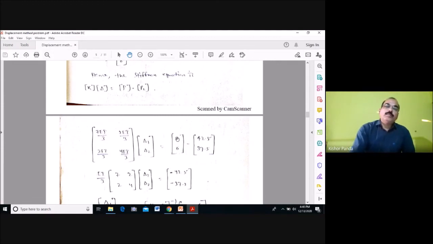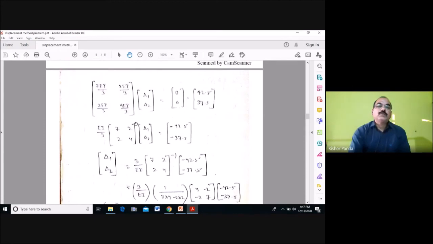There are no external forces acting in the coordinate directions, so these forces are 0, 0. Minus, this is the force you got from the external loading, from the restrained structure. You got 42.5 and 37.5. So after simplifying this one, you can find out.